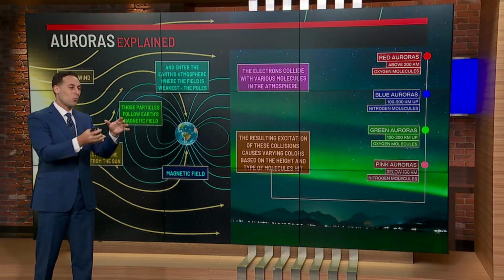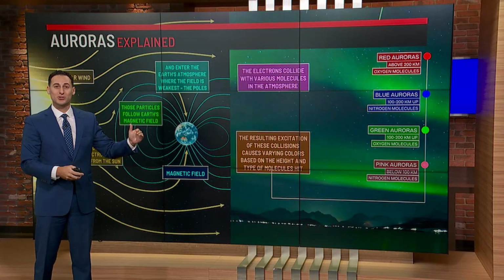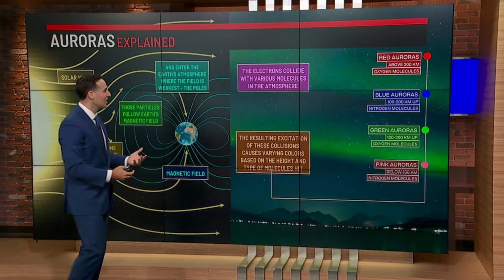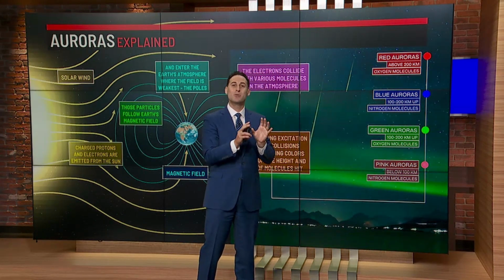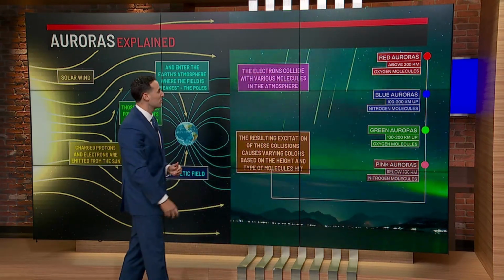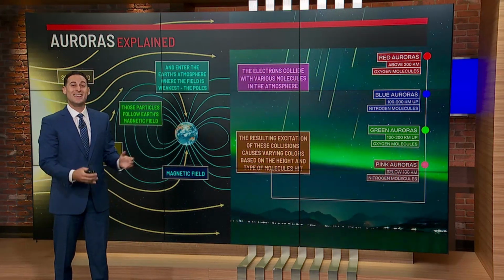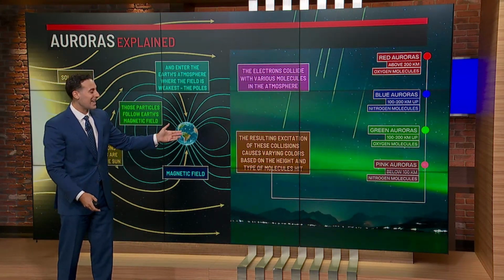Once those charged particles get into our atmosphere, they interact with molecules in our air. And depending on what level of the atmosphere and what molecules they're interacting with, creates different colors. Red auroras above 200 kilometers interact with oxygen molecules, and that's the most common type of aurora. Blue auroras, 100 to 200 kilometers up, that's nitrogen. You can also see green and pink.